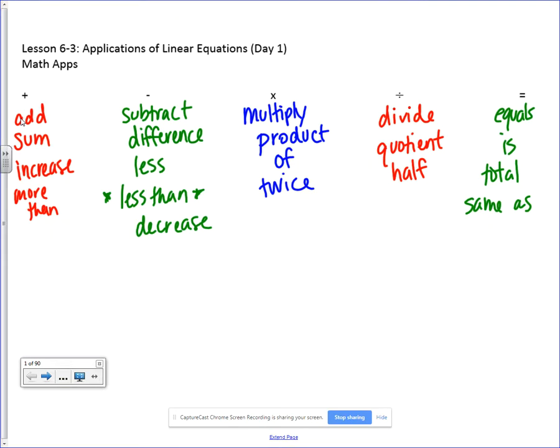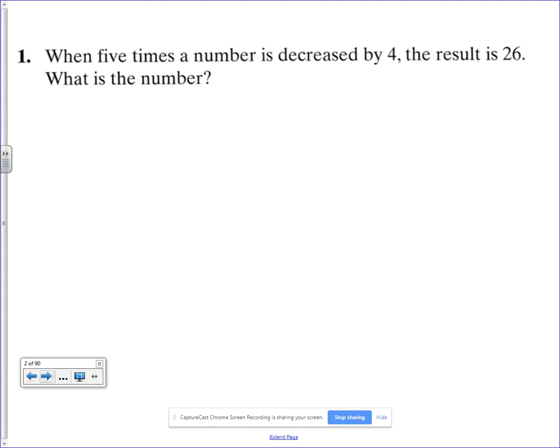Okay, so we're going to use this list and we're going to translate some of these problems. Make sure that you pause, stop, replay this video as much as you need to keep up. First one, 5 times a number is decreased by 4. The result is 26. What is the number?